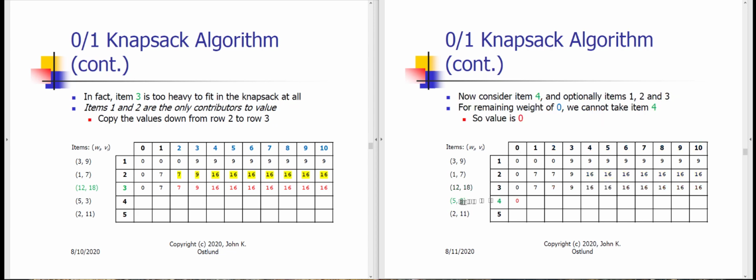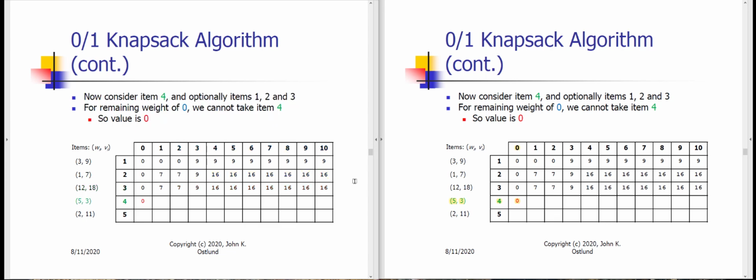Okay, here we're up to item 4, whose weight is 5 and whose value is 3. If there is 0 remaining space in our knapsack, of course, we're going to get a 0 as the maximum value that we can have in the knapsack in that case.